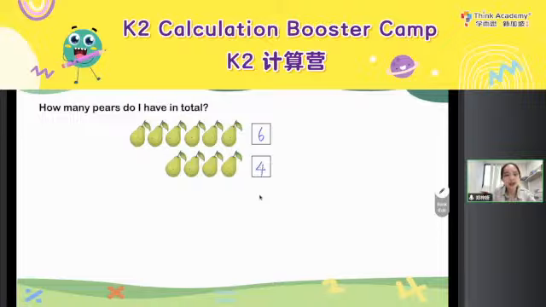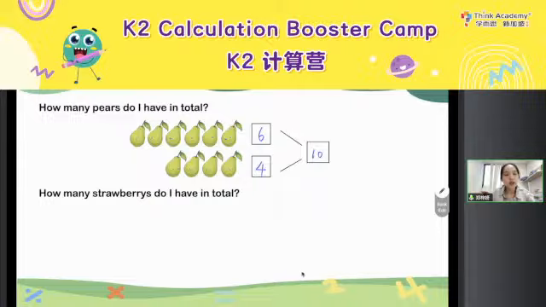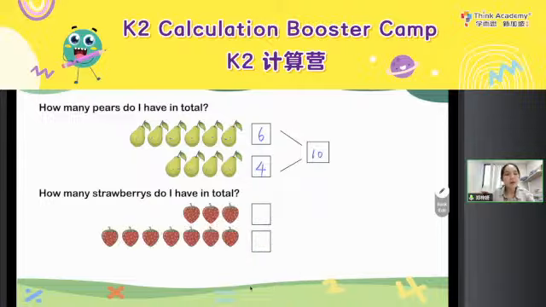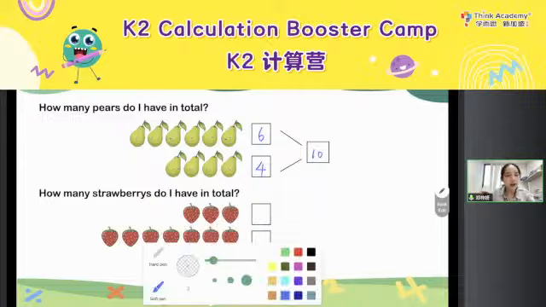Four in here. How many pears do I have in total? Count it from the top to the bottom, left to right. So 1, 2, 3, 4, 5, 6, 7, 8, 9, 10. So it's going to have 10 pears in total. Okay. So now, what about the strawberries? How many strawberries do I have in total?